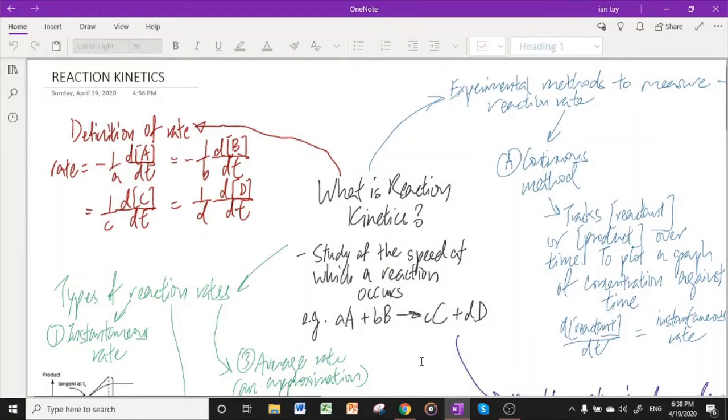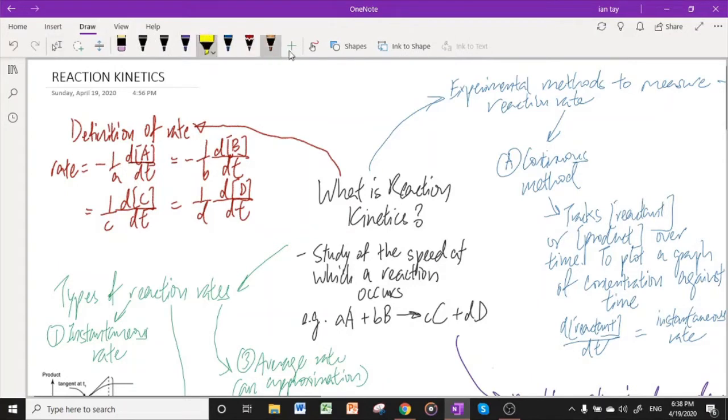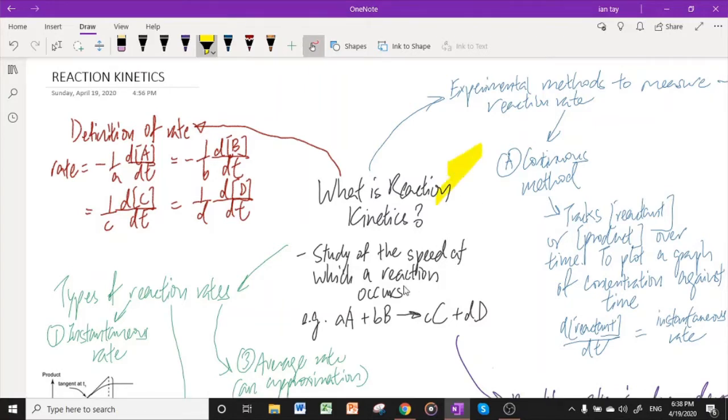So hello once again. Today I'll be going through a quick crash course on reaction kinetics. So first, what is reaction kinetics? Reaction kinetics is basically the study of the speed at which a reaction occurs. So the keyword here is speed at which a reaction occurs.